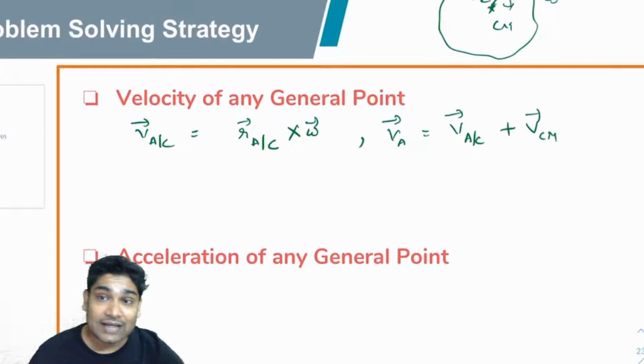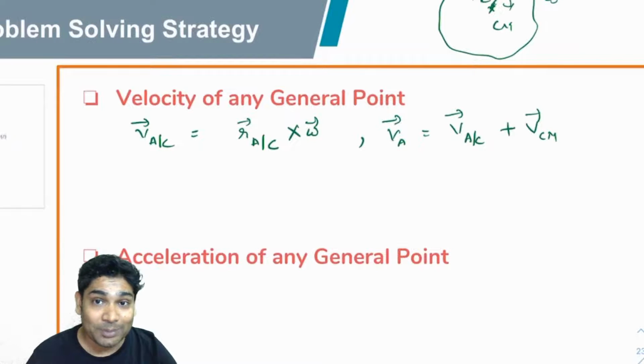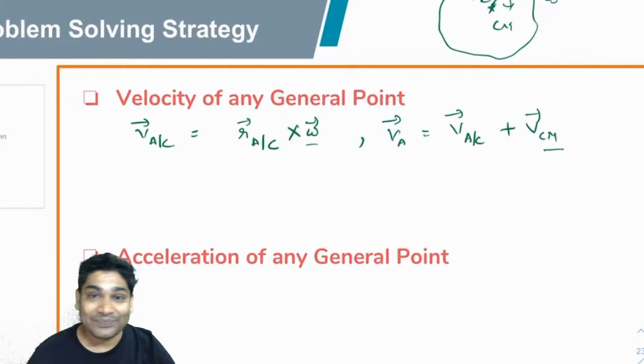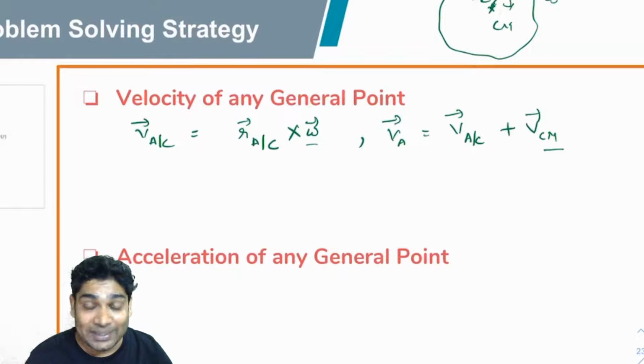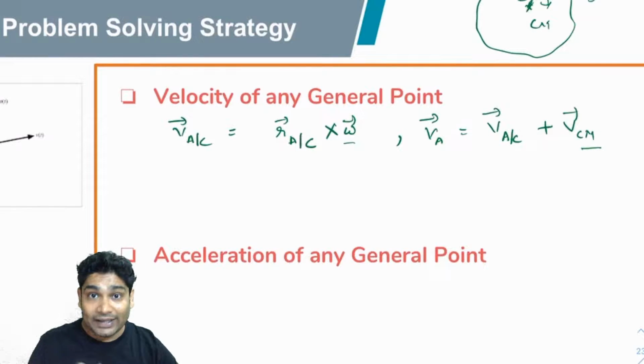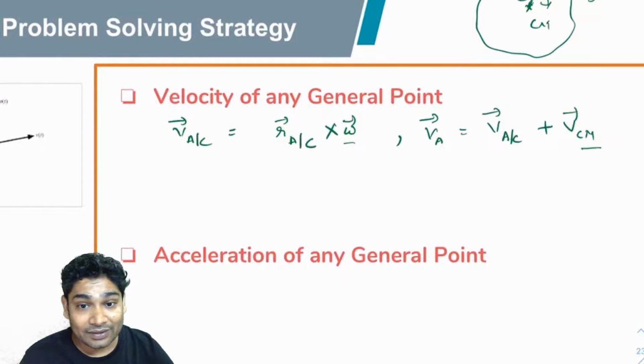Alright, so that is how I can find the velocity of any general point on the body, as long as I know omega and I know my VCM. That is the thing that I use to find the velocity of any point. Now, similarly, I can find the acceleration of any point. So first what I'll do is, I'll look at any point in the reference frame of the CM.